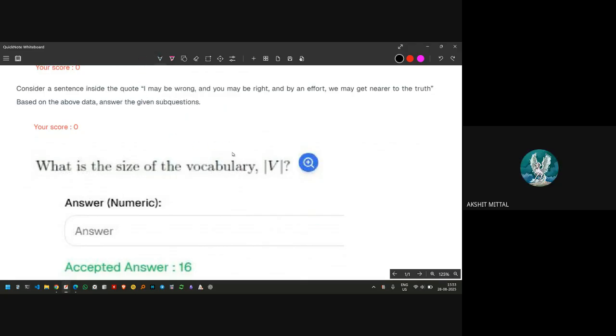Next. Consider the sentence, inside the quote: "I may be wrong and you may be right, and by an effort, we may get nearer to the truth." Based on the above data, answer the given sub question. What is the size of vocabulary V?